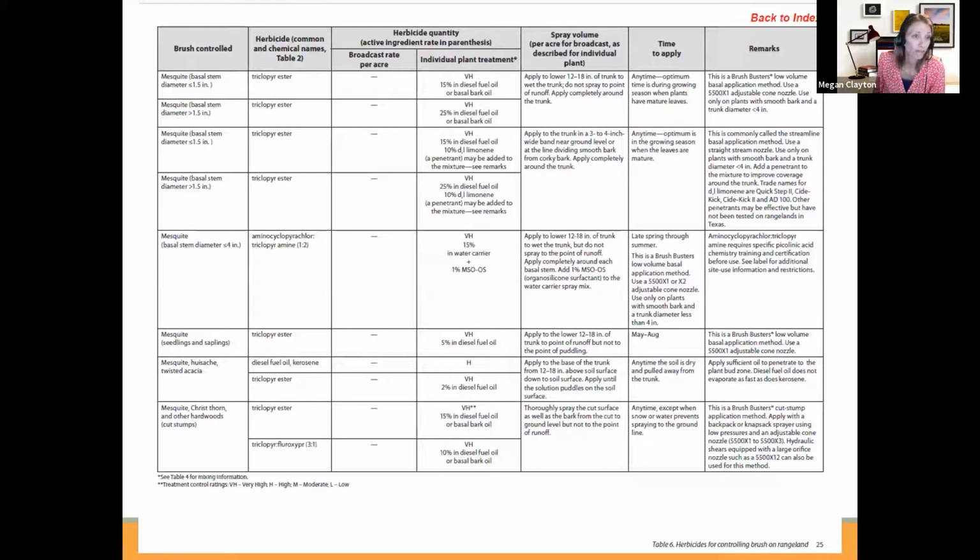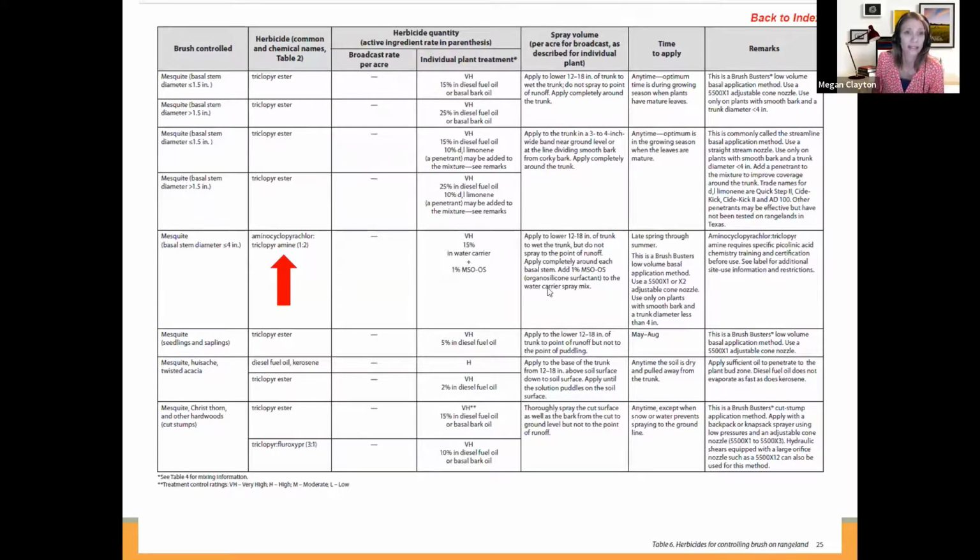So here on page 25, you'll see that most of these are basal applications. And then we have some cut stump there at the very bottom. But here you'll see that we've added aminocyclopyrachlor and triclopyr, which if you look back at that chart, that is Invora with an I, a brand new herbicide out this year for grazing lands. This is suggesting that you could put that out again in water with 1% MSO, just like we covered earlier. That's where you would find it.